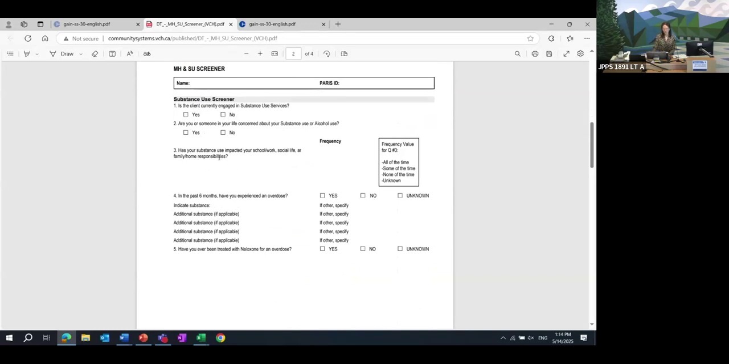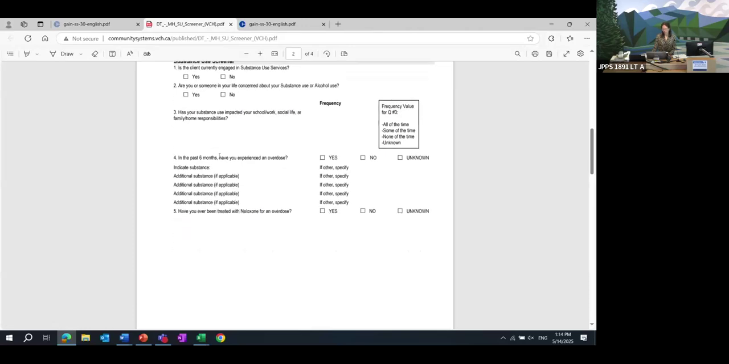Has your substance use impacted your schoolwork, social life, or family home responsibilities? And then there's a question asked about, in the past 6 months, have you experienced an overdose? And then asking which substances the individual may have had an overdose on. And then also asked, have you ever been treated with naloxone for an overdose?